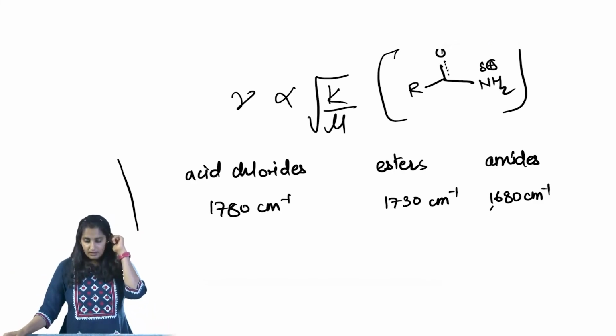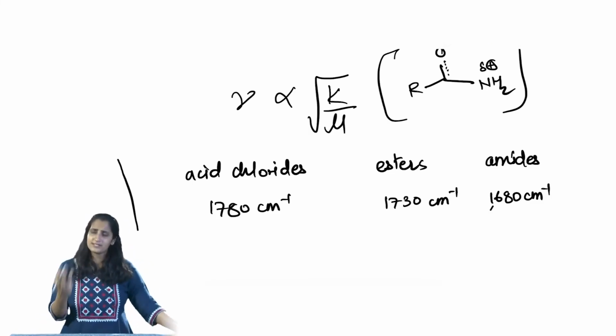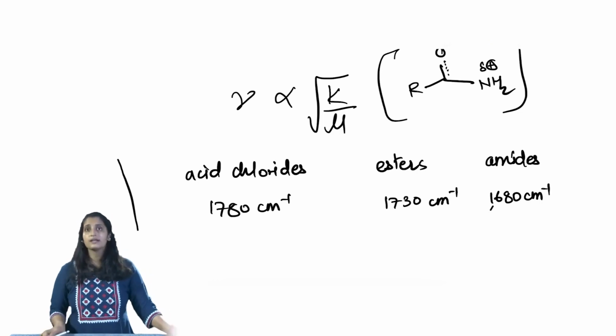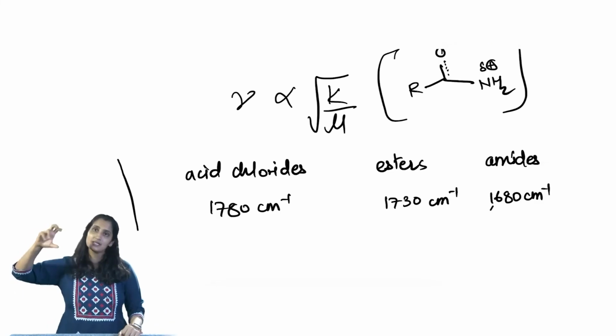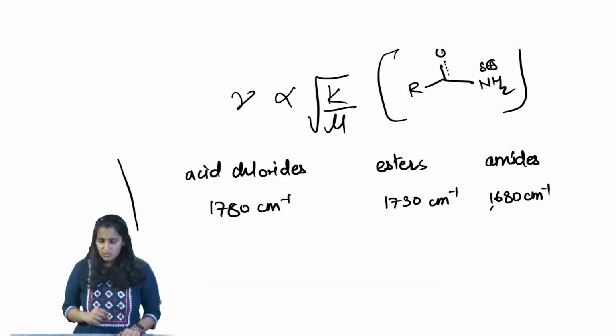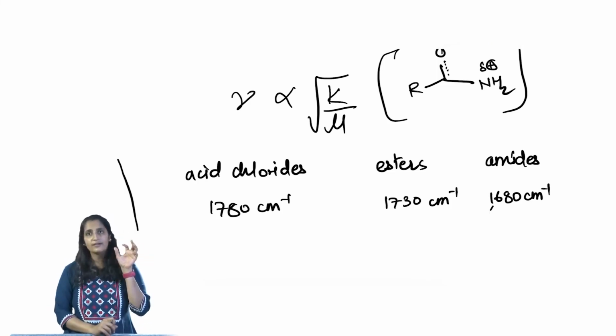Okay. That is one way to look at it. You can also look at the bond strength and bond length. The C=O bond in acid chlorides is really short as compared to in amides, where the C double bond O is increased in length. So, for the addition reaction, acid chlorides are going to have it favored.